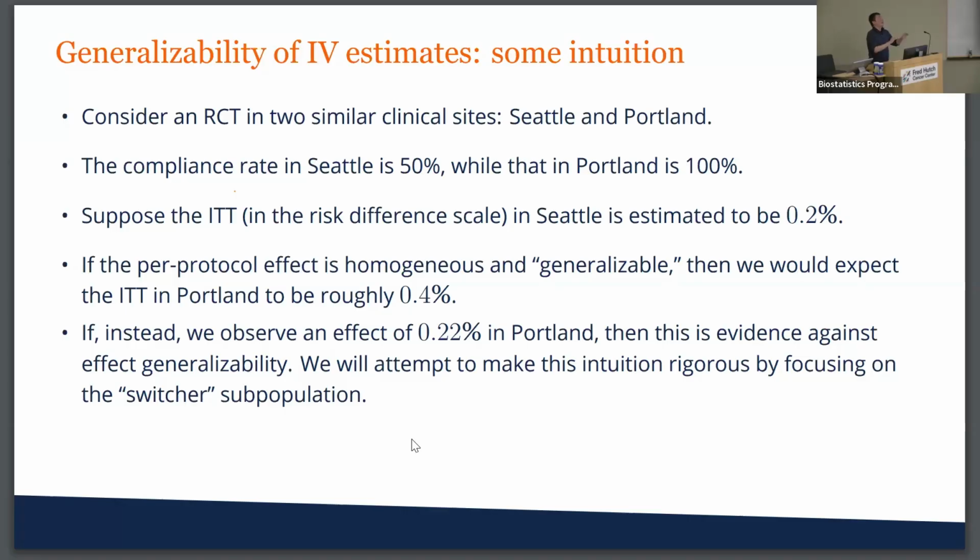Okay, so if I offer my intuition, the intuition would be essentially that whoever is under a stronger incentive to participate in the trial and be adherent to the treatment has a negligible effect on these additional compliers. This is why, for instance, in Portland, I only see a very slight increase in my intention to treat effect. Again, the goal of statistics is to make this intuition a little more rigorous. We are going to define and focus on what we call the switcher population.